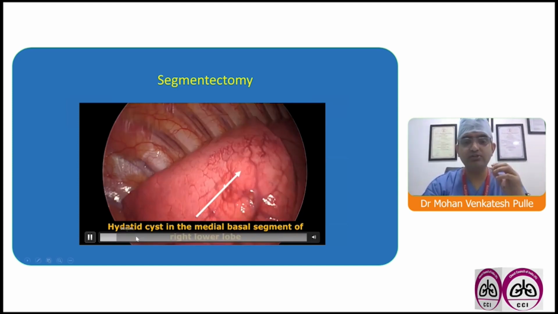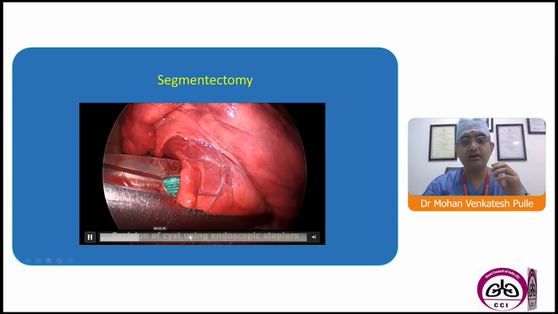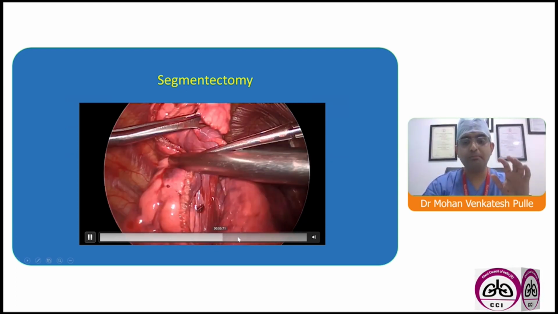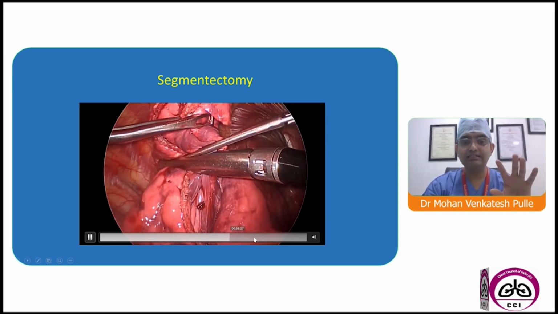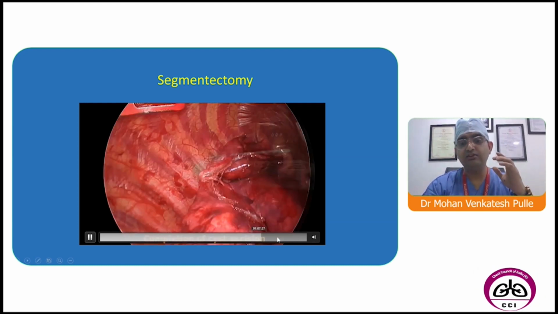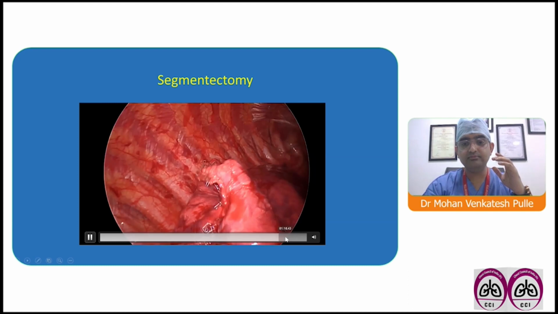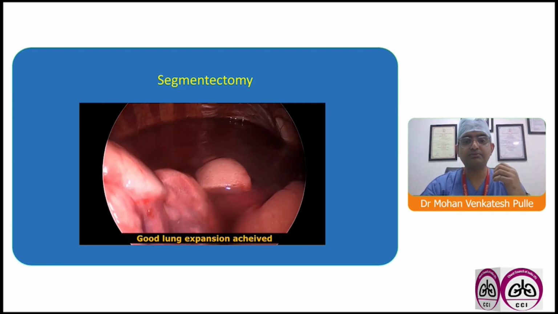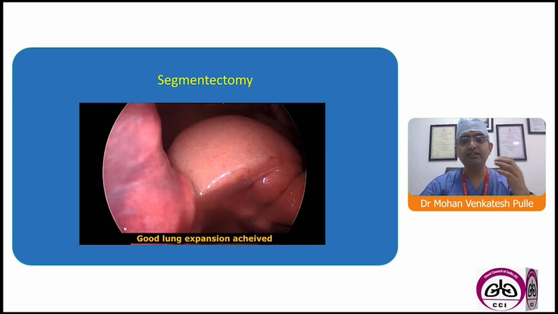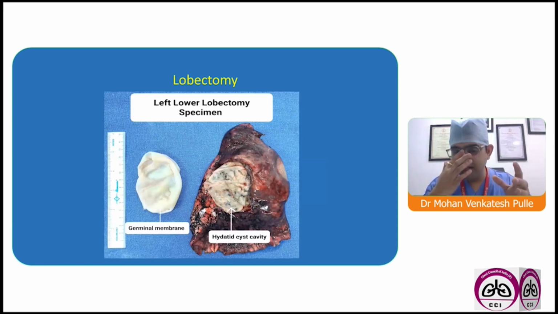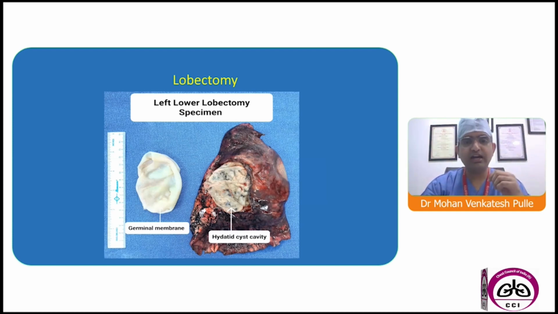In such cases, we do segmentectomy by serial firing of endoscopic linear cutter devices, so that the blood supply and the bronchial supply to the rest of the lung is maintained well, so that we can have adequate lung expansion at the end of the surgery. This is the staple line, the cyst removed, and you can see the good lung expansion achieved at the end of the surgery. So these are the various surgical methods that we do. In this case, the major part of the lower lobe is involved, so we had to do a left lower lobectomy in this gentleman.